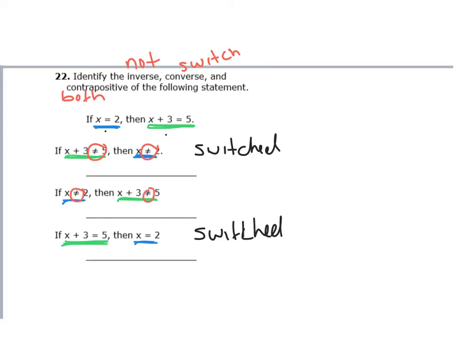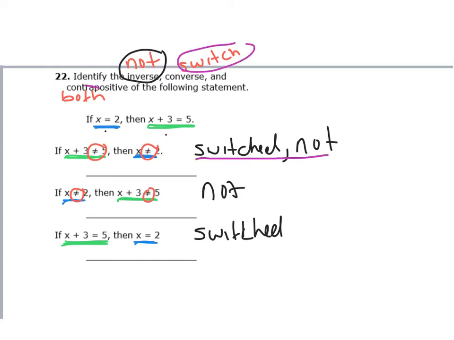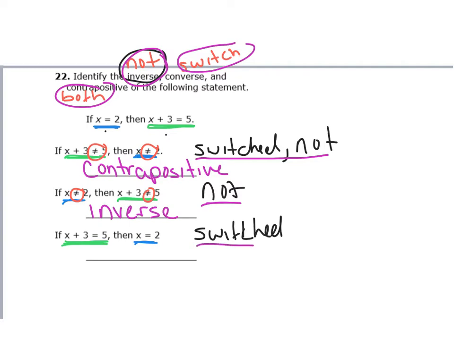Because those, I'm going to come over here and write not. And not. So then it's real easy to see which one is which. Because I can see that this one has been both switched and not, so it's the contrapositive. The second one just has not, so it is the inverse. And the last one has just been switched, making it the converse.